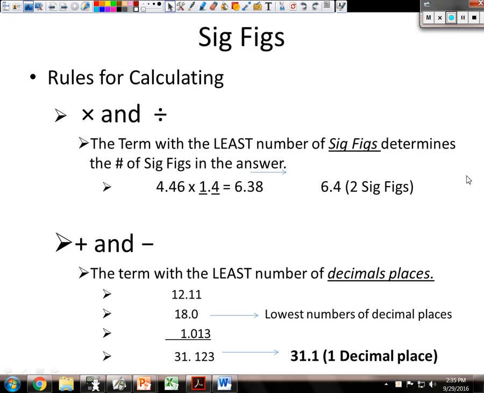So, today we're going to do two things. We're going to learn the rules for significant figures during calculations.